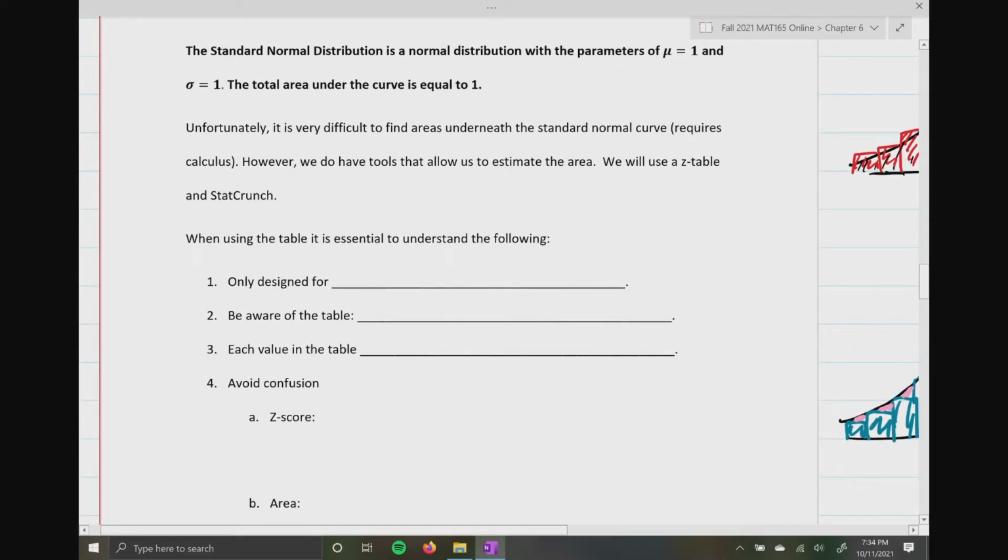The standard normal distribution is a normal distribution with parameters mu equals 1. Oh, sorry, that's a typo.